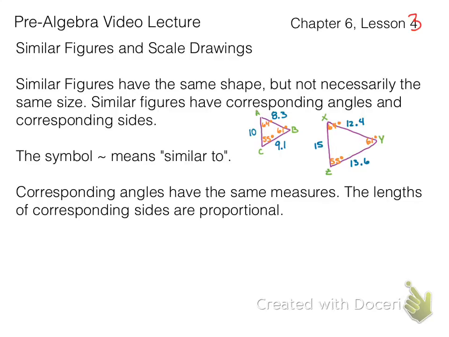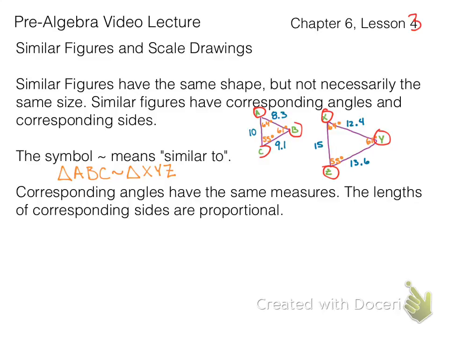So again, those are similar figures because they have corresponding angles and corresponding sides. And this little wavy line here means similar to. So I could say triangle ABC is similar to triangle XYZ. Now also notice that they are in order. And they're not only in order alphabetically, but they're in order by which angles go together. So angle A goes with angle X, which is why they're both first. Angle B goes with angle Y, which is why they're second, and angle C goes with angle Z because they are third.